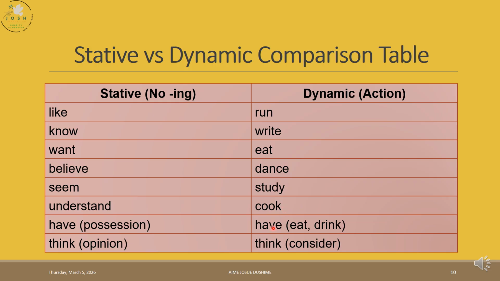Have to mean eat or to mean to drink. Have breakfast, maybe eating breakfast. Have tea, mean like drinking tea. I'm having tea, it means like I'm drinking tea. Think here as an action to consider something, to take into consideration of something.